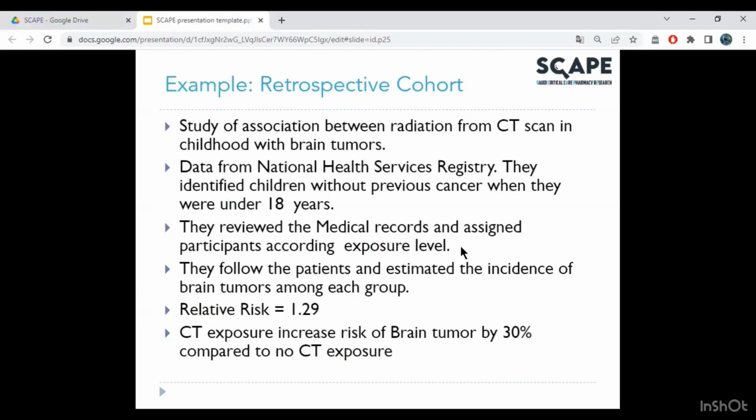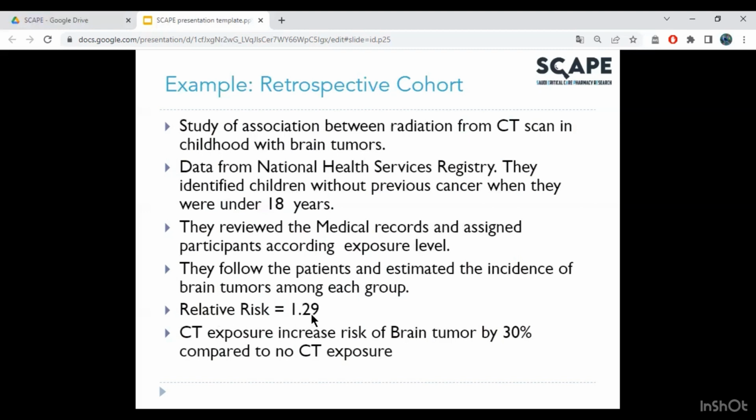We have a good sample size, enough cases. So now we can go and conduct a retrospective cohort, and that's what they did here. They followed the patients and estimated the incidence of brain tumors among each group. So they were able to estimate the incidence and the relative risk, or risk ratio.